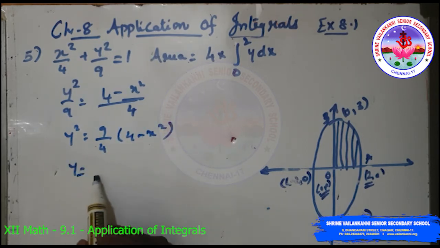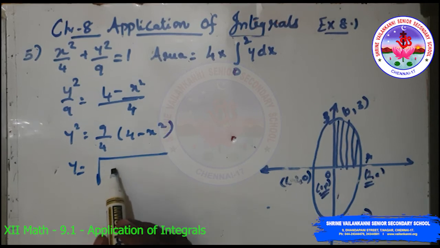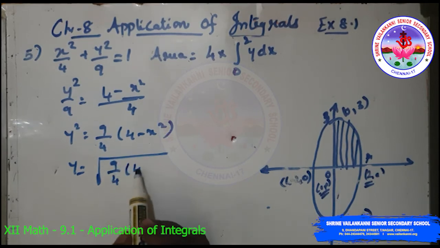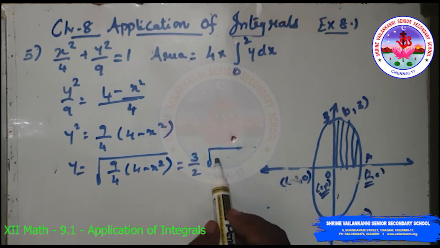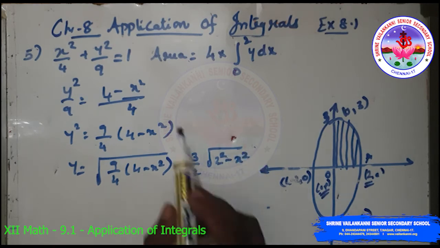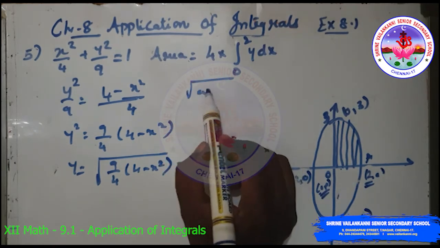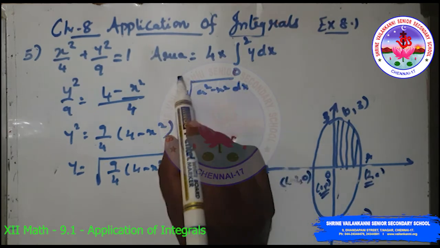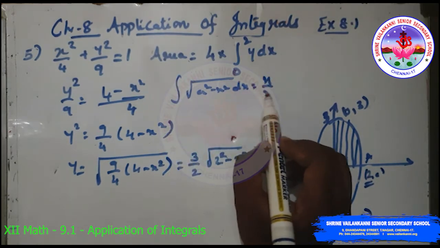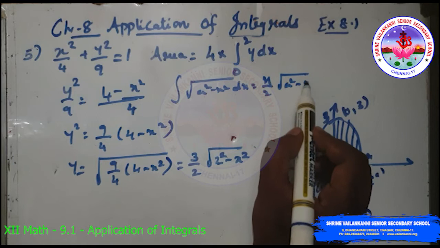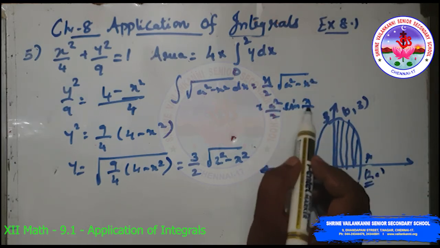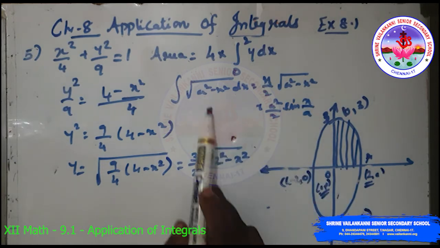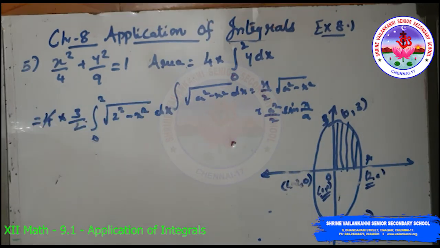So y square equal to 9 by 4 into 4 minus x square. So y equal to root of 9 by 4 into 4 minus x square, which is equal to 3 by 2 root of, I can write 4 as 2 square, so 2 square minus x square. So using the formula, integral of root of a square minus x square dx is equal to x by 2 root of a square minus x square plus a square by 2 sine inverse of x by a. Here x is x and a is 2.